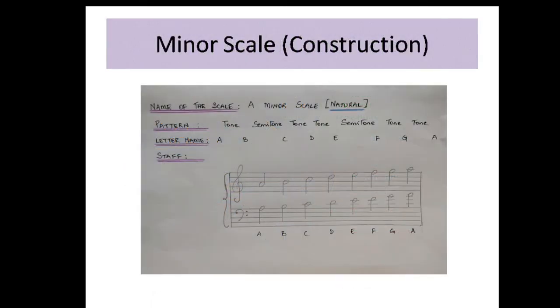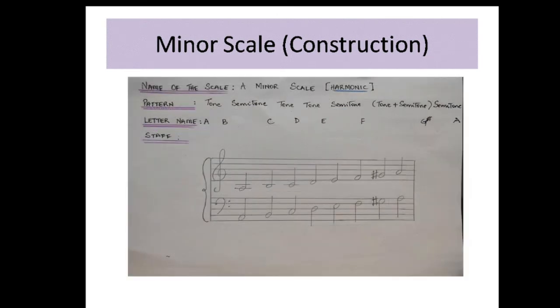This is the construction of a minor scale. We can see over here a minor scale with a natural minor scale. Now, this is how it is written on a staff. This is harmonic scale and how it is written on a staff. So you can see that the 7th is raised, which is a G sharp, and the sharp is written after the letter name and before the note. So we're raising a G to a G sharp because in a harmonic scale the 7th is always raised.